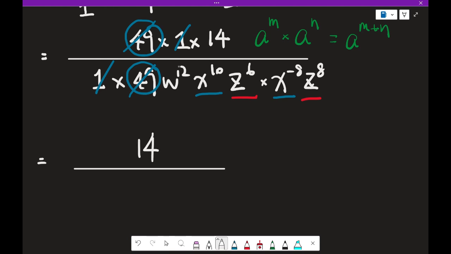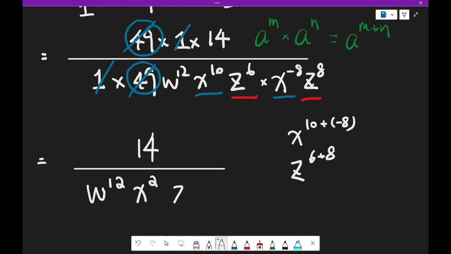On the denominator we have this w to the power of 12, which we cannot simplify. And this x to the power of 10 times x to the power of negative 8 just becomes x to the power of 10 plus negative 8, which is 10 minus 8, which is x to the power of 2. And z to the power of 6 times z to the power of 8 is z to the power of 6 plus 8, which is z to the power of 14.